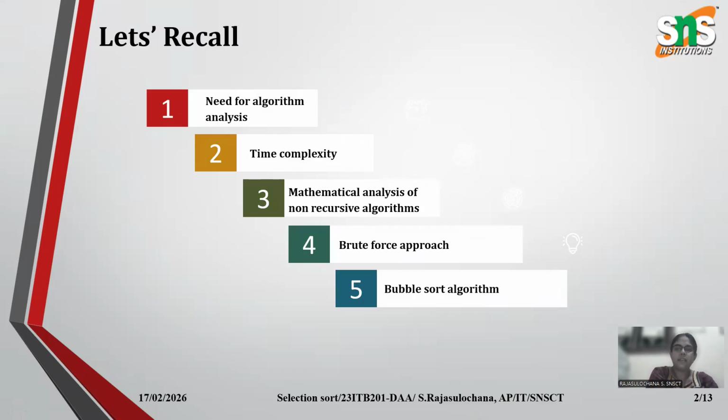We have seen the need for algorithm analysis. We have discussed the time complexity. We have also discussed the mathematical analysis of non-recursive algorithms and what is meant by brute force approach. And in the previous lecture, we have seen the bubble sort algorithm. So today we will discuss the selection sort algorithm.